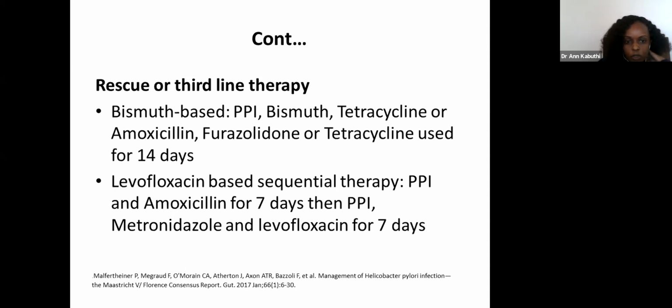So we can also use levofloxacin-based sequential therapy, where in this case, a PPI and amoxicillin for 7 days is given. And this is followed by a PPI, metronidazole, and levofloxacin for another 7 days. And that marks the end of the presentation. Any questions are welcome.